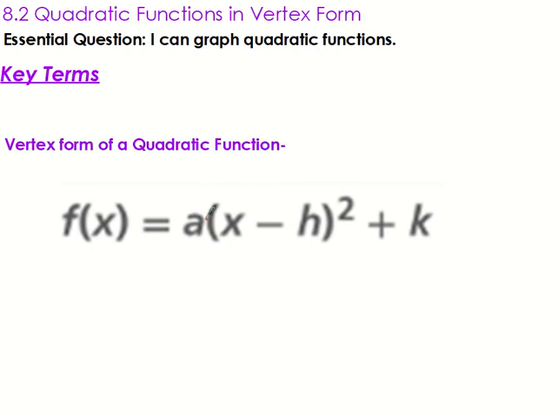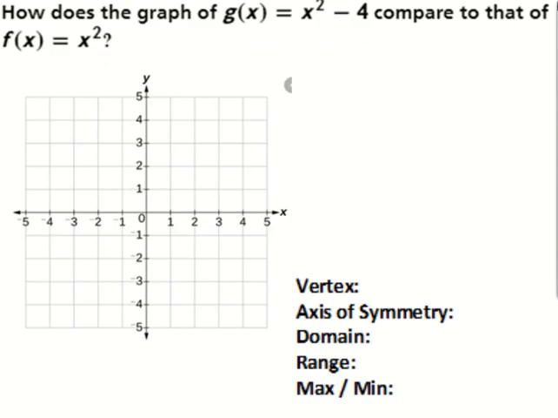So we still have our a. Remember, that's what makes it stretch or compress and/or flip upside down. Now we have (x minus h) squared and then plus k. So remember, that was the same with absolute value. The h moves it left to right and the k moves it up and down. And so we'll look at and remember how that moves it.